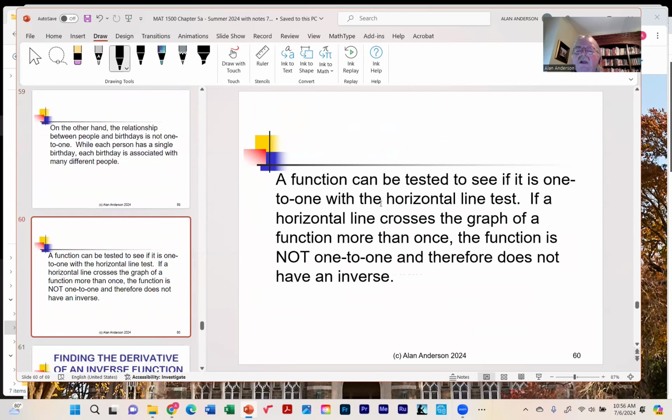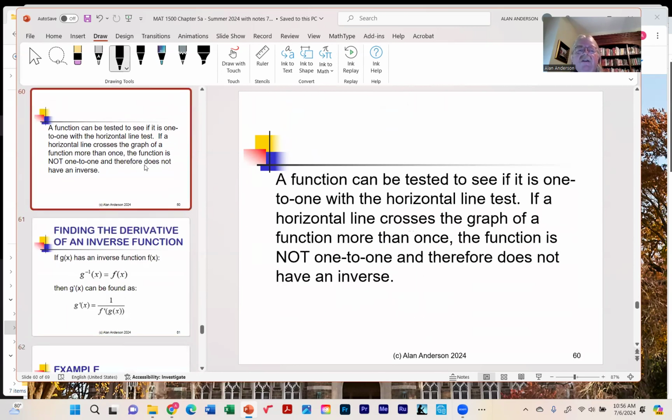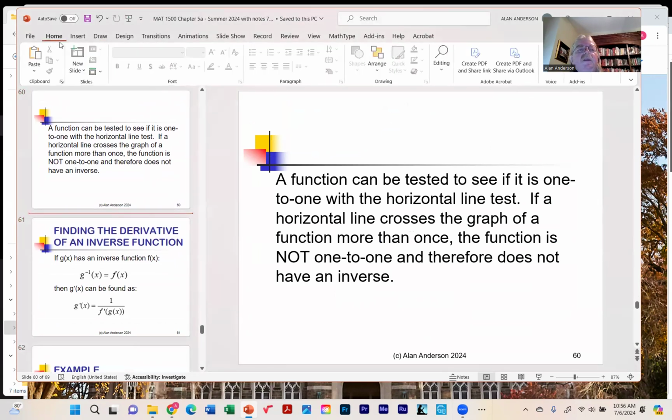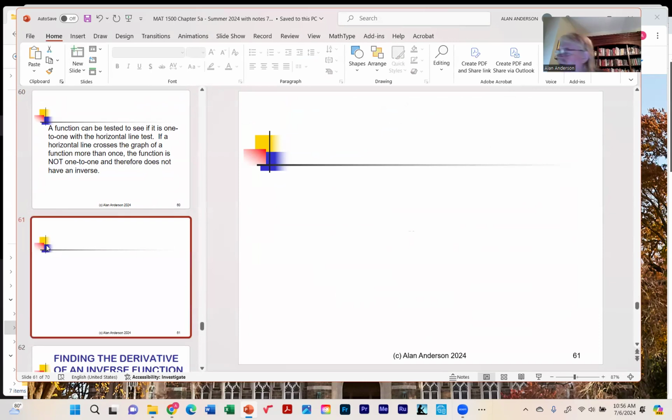Now, by the way, there's a graphical test you can use to visually see if a function is one-to-one, and it's called the horizontal line test. So let's say we're looking at y equals x squared and y equals x cubed.